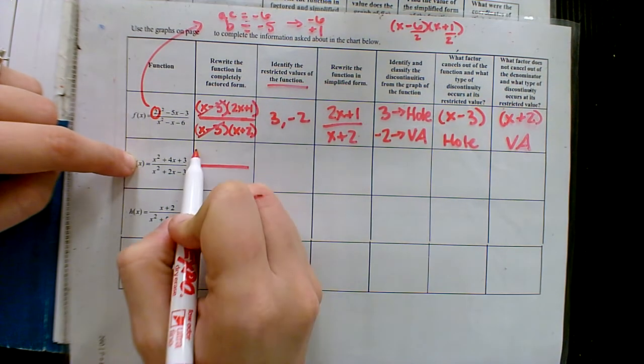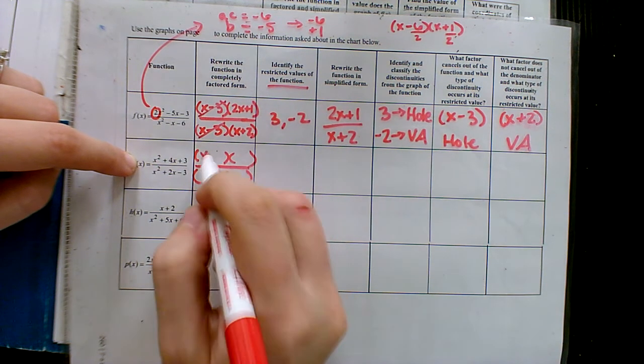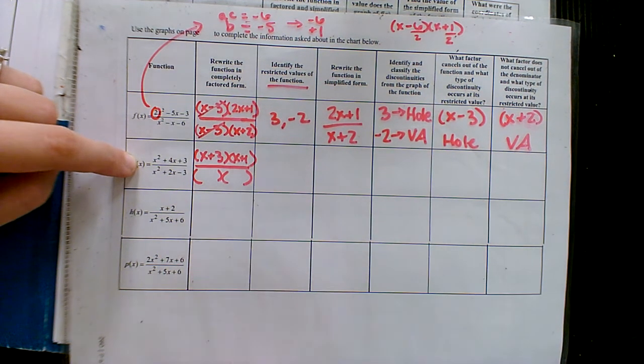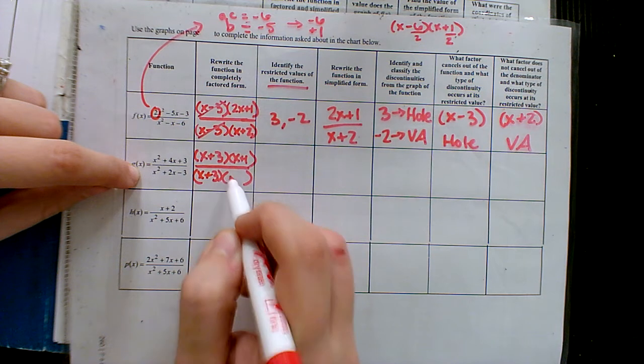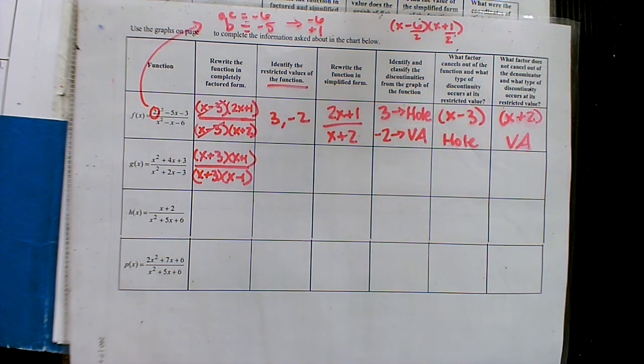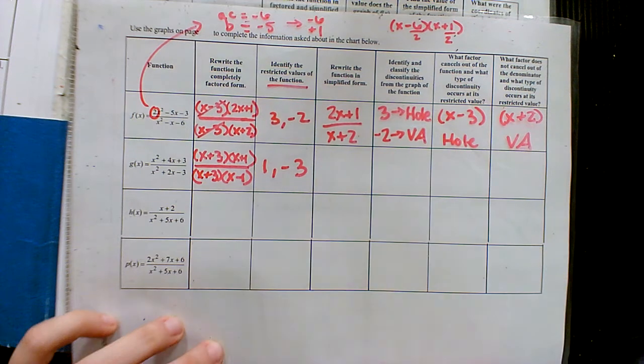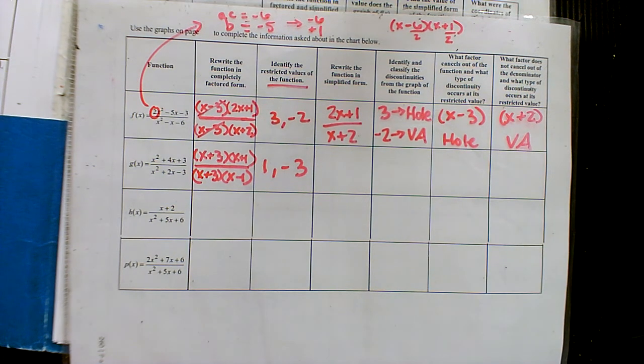We're going to factor top and bottom. Both of these I think we can do. x plus 3, x plus 1, x plus 3, x minus 1. Restricted values, numbers that don't work. You got it, Olivia? 1 and -3. Okay. So we know something's going on here, either a hole or vertical asymptote. These numbers don't work, meaning it's an undefined location. Maybe we'll get a little bit more specific in a moment.